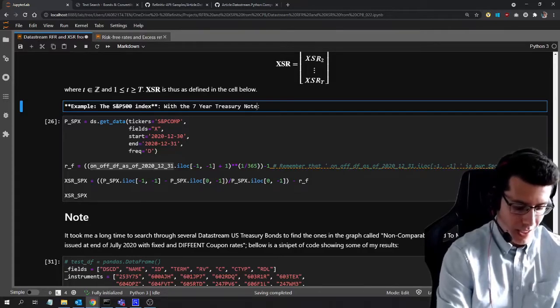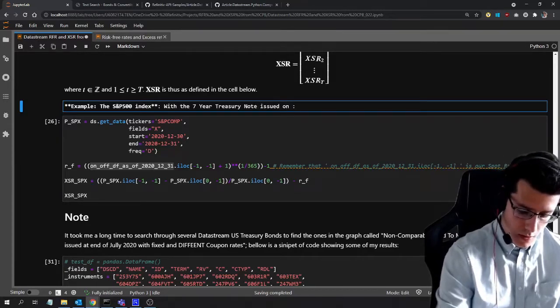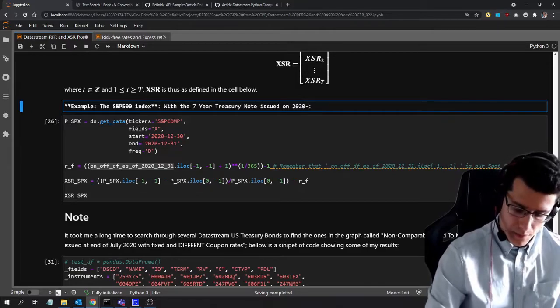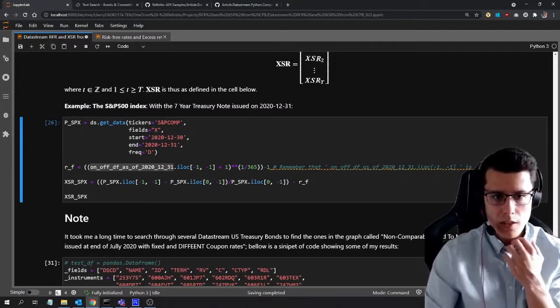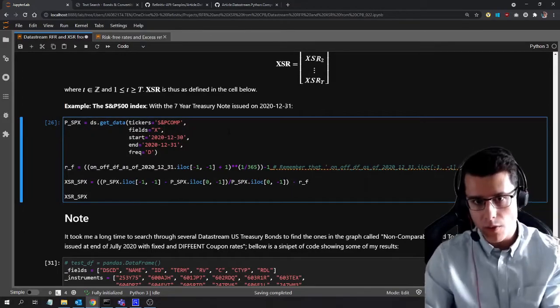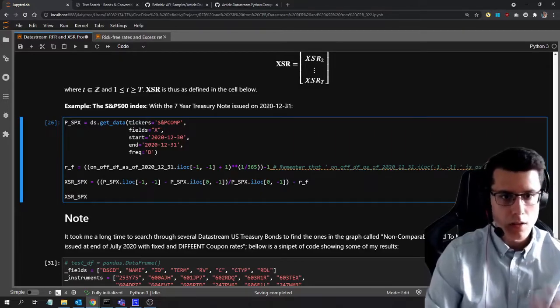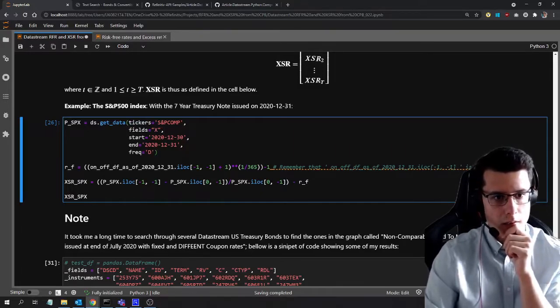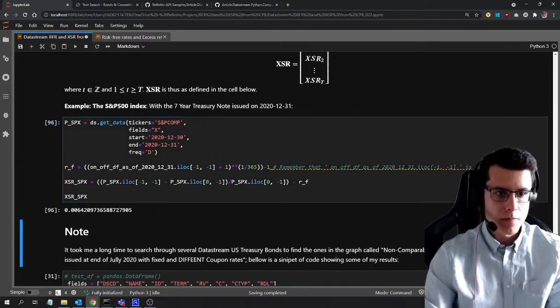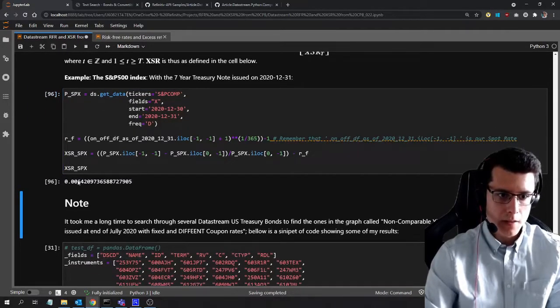Issued. Let's just make sure that it's quite clear. Issued on 2020 12/31. So that's what we're using. Using the 7-year one, issued on that day, matures naturally 7 years later. All right, let's run this. Beautiful. So this is our excess return.